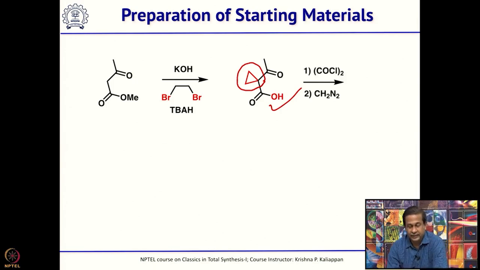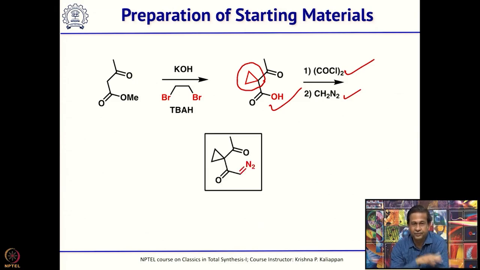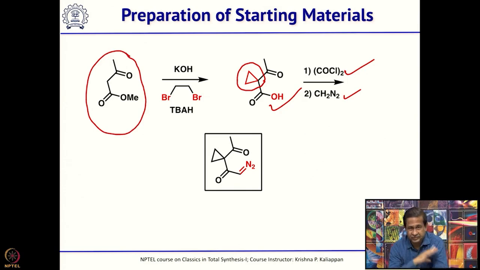Now, the carboxylic acid can be easily converted into diazo ketone in 2 steps. One, treat with oxalyl chloride, it forms the corresponding acid chloride. Second step, you treat with diazomethane, you get the corresponding diazo ketone. So basically, as you look at in this scheme, this methyl acetoacetate is very cheap. It's available in plenty, a ton scale one can buy. In 3 steps, one can make the starting material which is required for making the carbonyl halide. That's the first fragment.